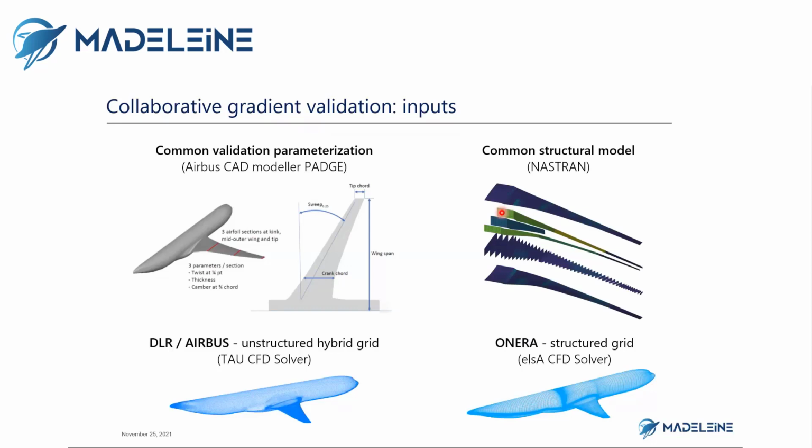Obviously, although we try as much as possible to have the same inputs, there are some differences, and they are to be found on the CFD part. Both DLR and Airbus relied on the TAU CFD solver, so we could share the same grids to perform the flow analysis, whereas we had to provide structured grids to Onera so that they could compute similar flow analysis.